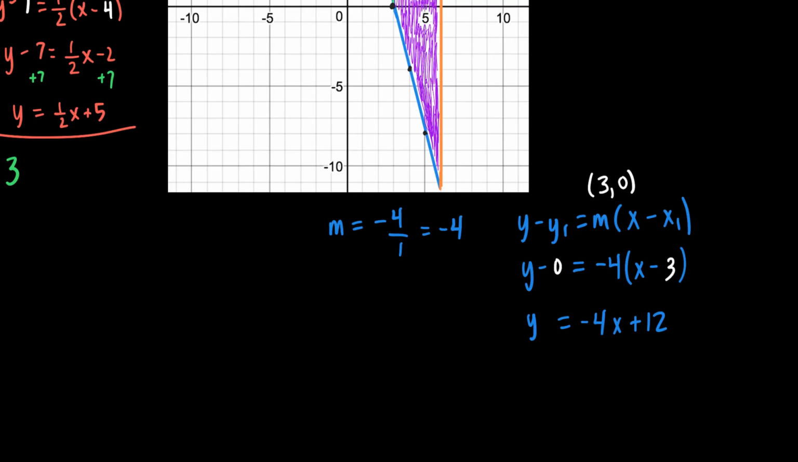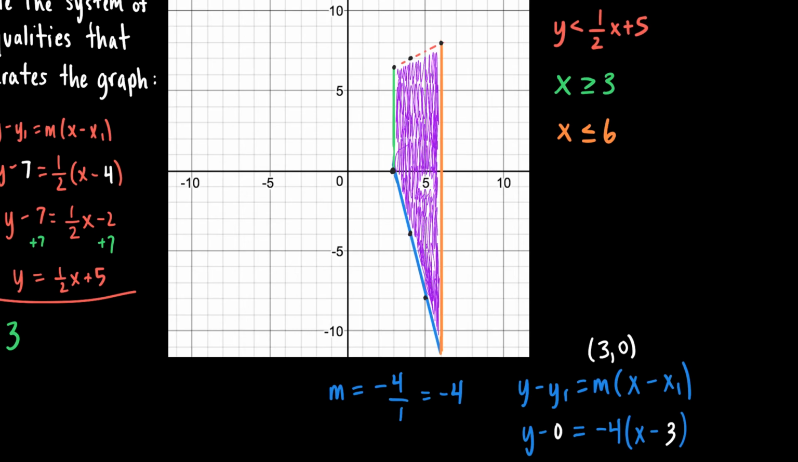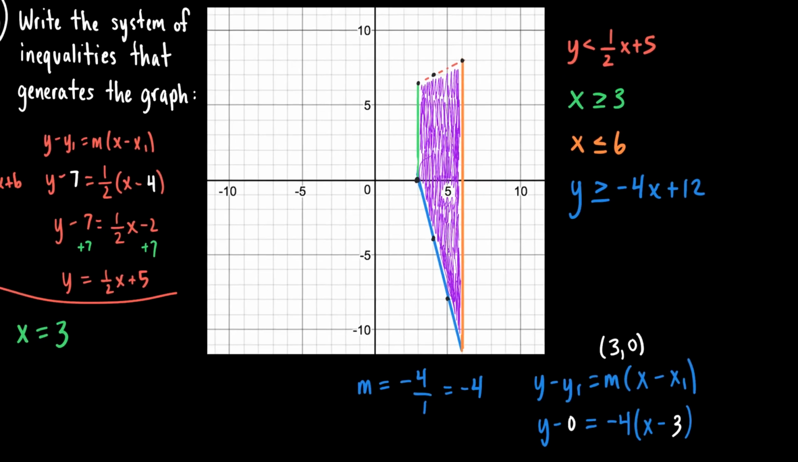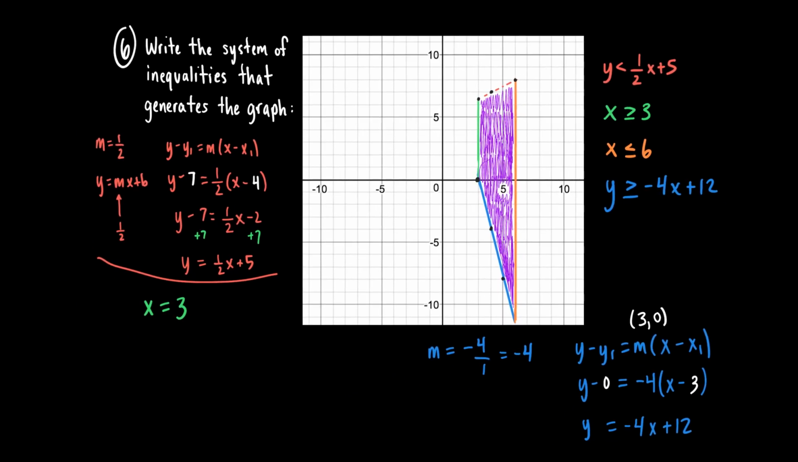So our final answer then, when we come over and write our last inequality, is we're going to say that we want all the y values that happen to be greater than or equal to -4x plus 12. That will shade above the blue. This will shade to the left of the orange. This will shade to the right of the green. And this will shade below the red there. And so that is going to be our final solution right over there. So we'll circle that, put a nice big white box around it. So this is our solution.